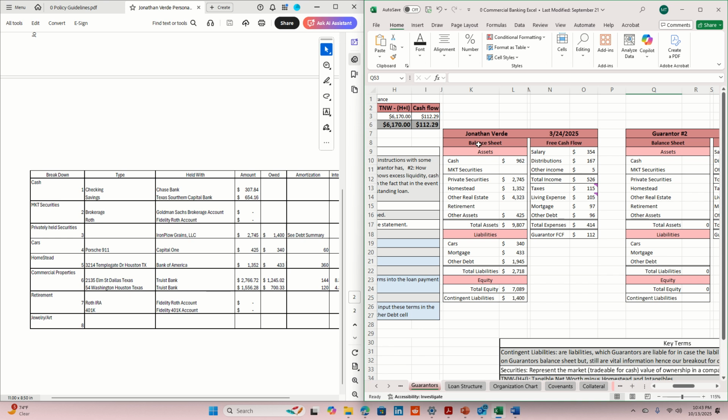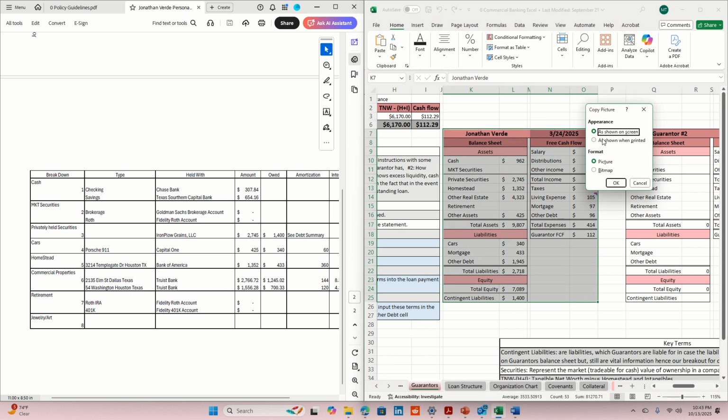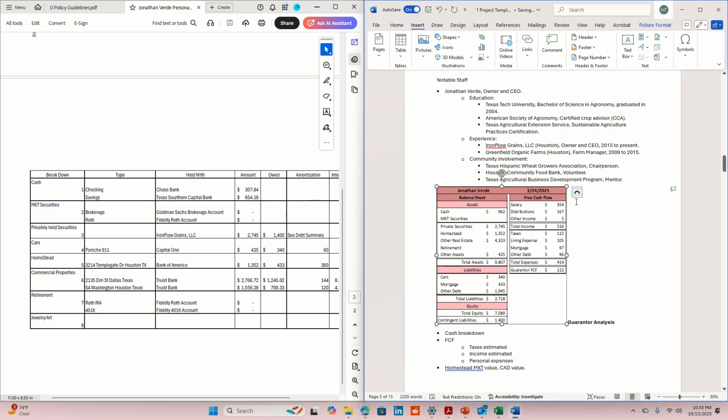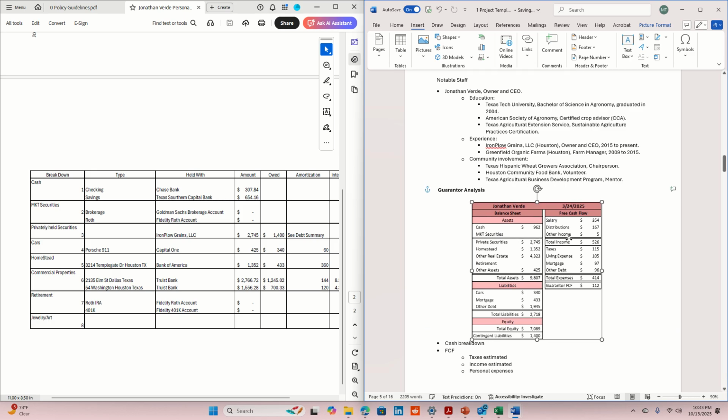I feel like I shouldn't be going over screenshots anymore. Anyway, copy as picture, as shown when printed. Copy, and so on. Anyway, we're in it. Delete that. Put this where that used to be. Now we have this section.